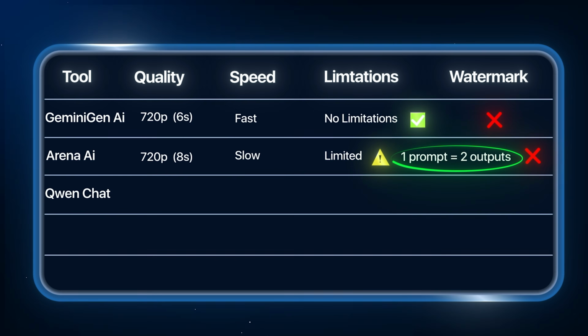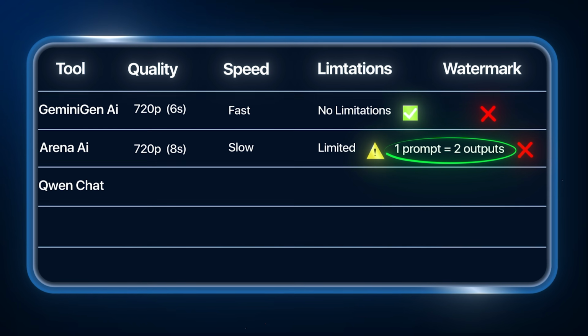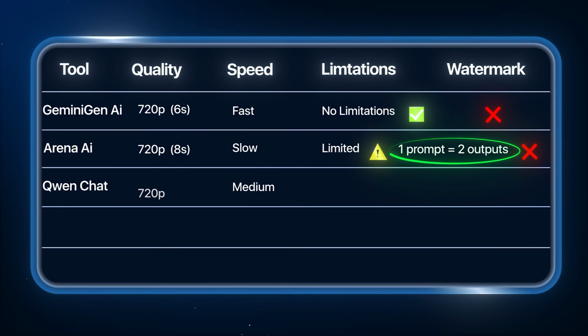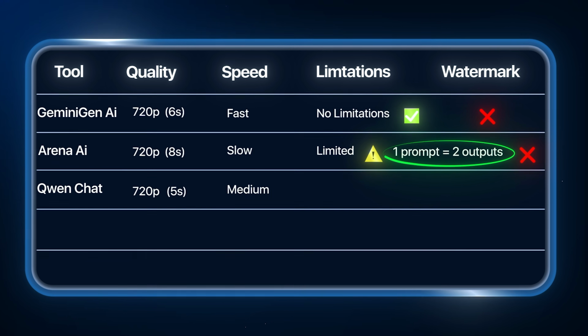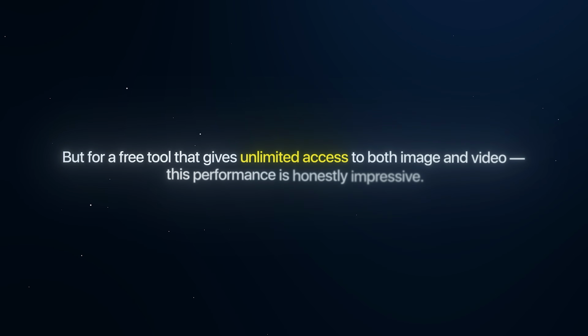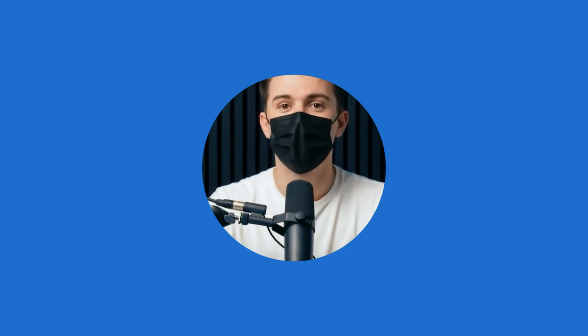Now here's the honest part. Qwen Chat is not fast. Speed is medium. Video quality 720p, duration 5 seconds. Unlimited, yes. No watermark. But for a free tool that gives unlimited access to both image and video, this performance is honestly impressive. 3 tools in, and I'm genuinely impressed with what free AI can do in 2026.